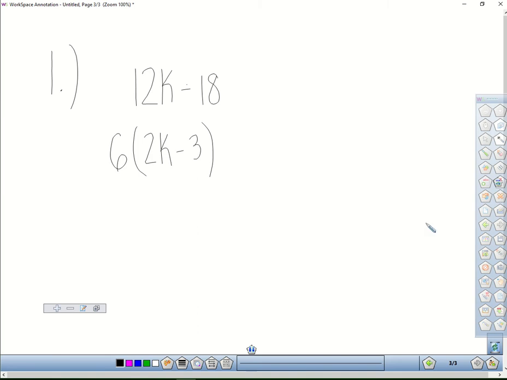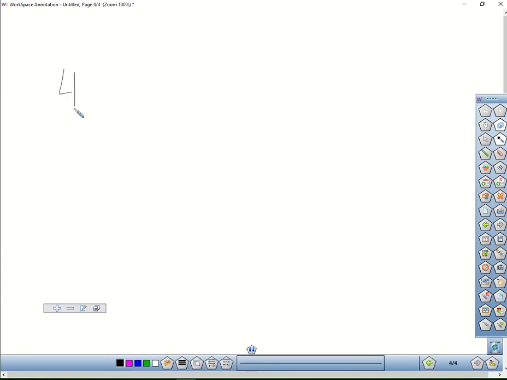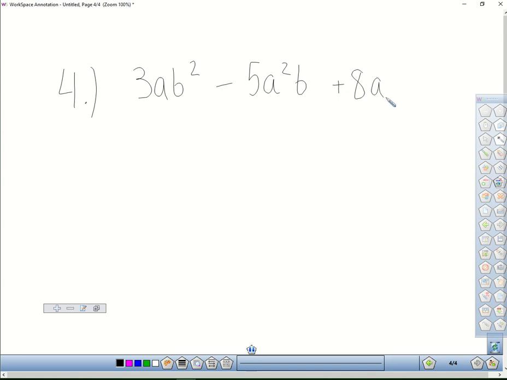Alright, so let's look at a little bit of a harder one for the GCF. Let's look at number 4. Because I want to do number 4 with you and not leave you just figuring it out on your own. So that's 3ab squared minus 5a squared b plus 8ab. So do I have any numerical GCF here? No, but I have a variable one, right? What is it? Good. That's it, a and b.